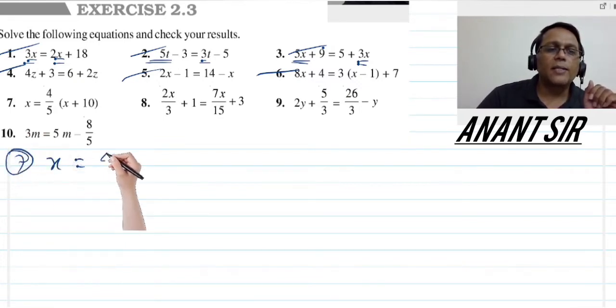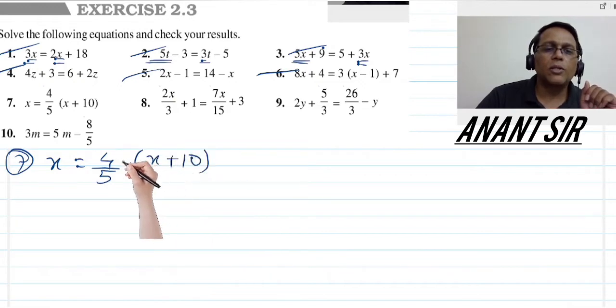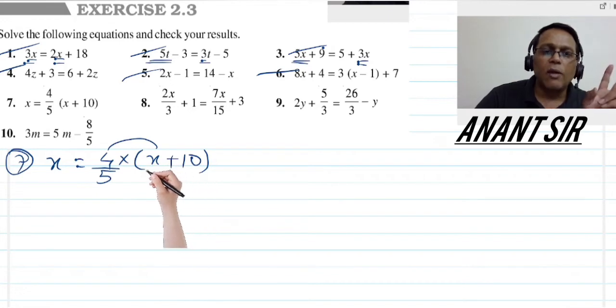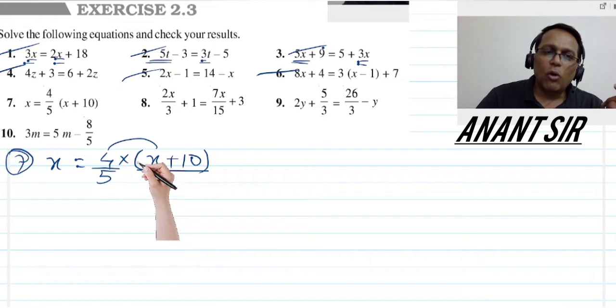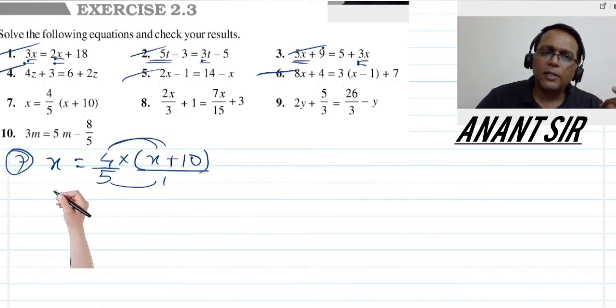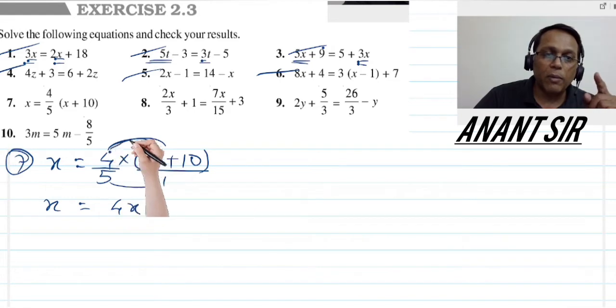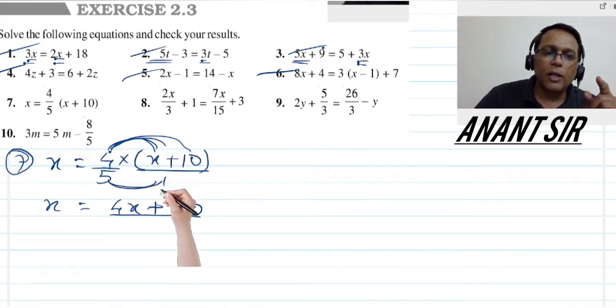So x is equal to 4 by 5 into bracket x plus 10. Now see, there is nothing, that means there is multiplication between this bracket and 4. What is there in the denominator for the bracket? There is nothing, that means 1. So what you do, you multiply the numerators and multiply the denominators, that's it. So x remains as it is. 4 times x is 4x. You have to multiply the whole bracket. Remember, 4 into x is 4x plus 4 into 10 is 40. And what is in the denominator? 5 into 1 is 5.